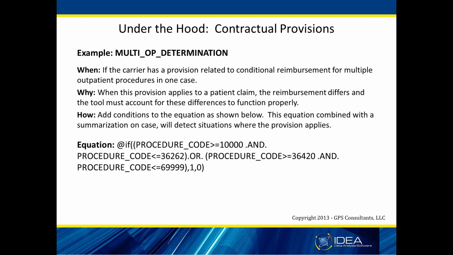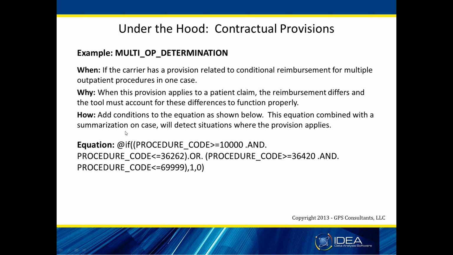So just an example of how you can use IDEA to figure out these provisions and apply them. Here's an example of that multiple outpatient procedure determination. Now this would be just the formula to determine if we have a situation where we have multiple outpatient procedures in one case or in one setting. In other words, the same patient came in and had 6 things done all in the same visit. Well, of those 6 things, were any of them considered an outpatient procedure, and did we have more than one in that particular setting?